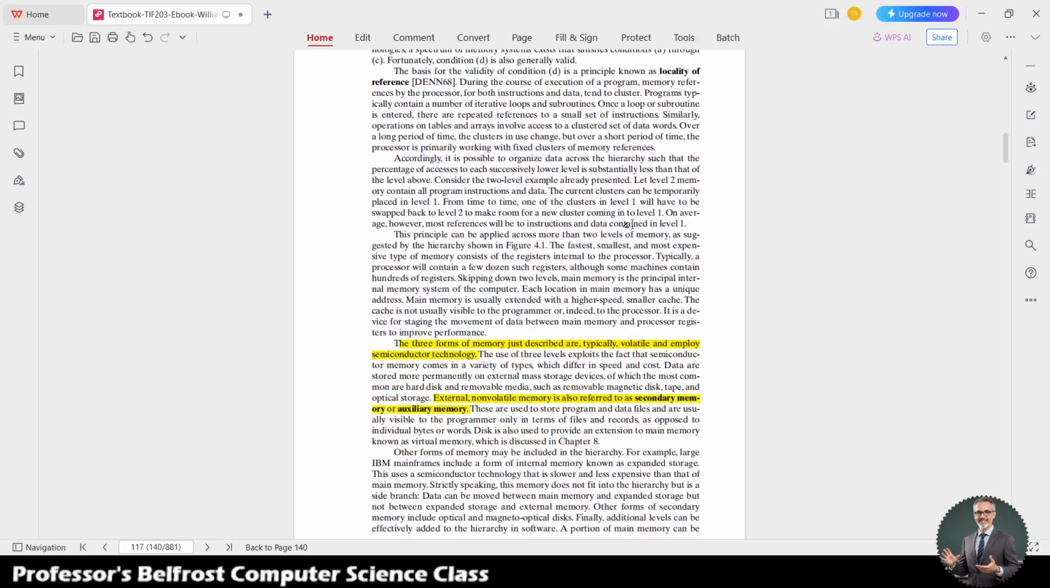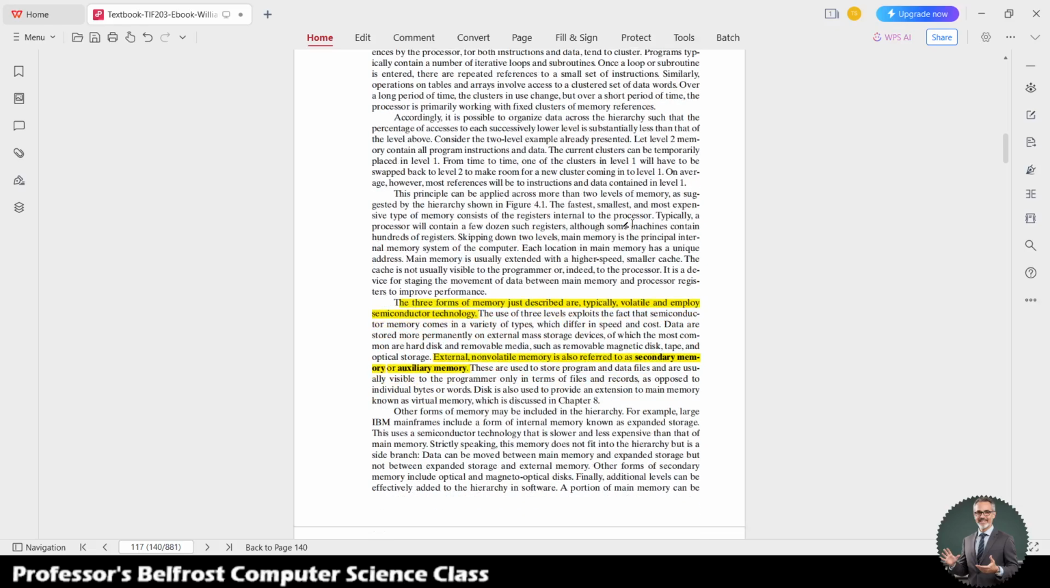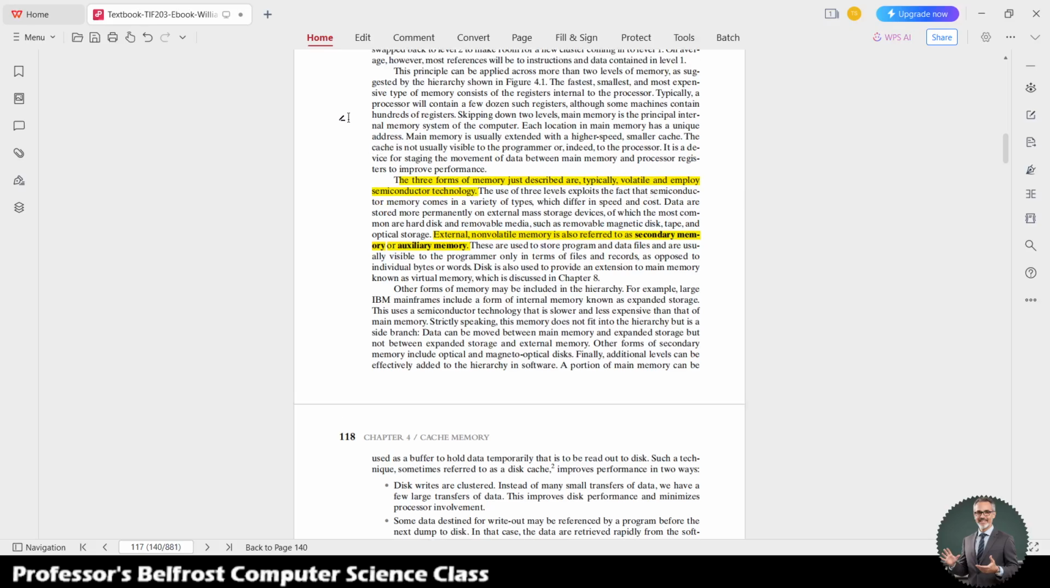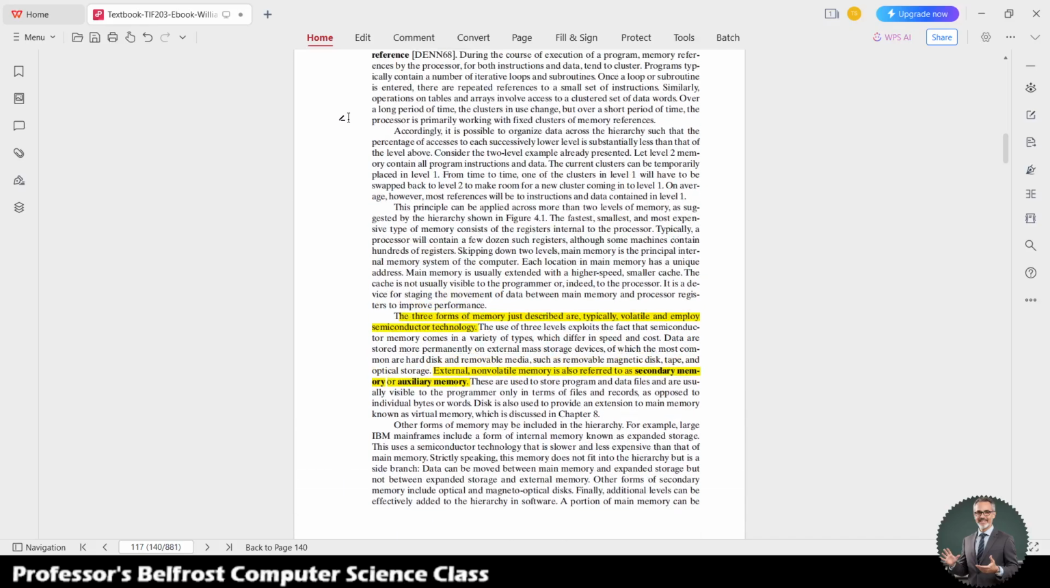Yeah, actually, there are quite many things. Okay, let's go into here. So the three forms of memory just described are typically what the three forms of memory.